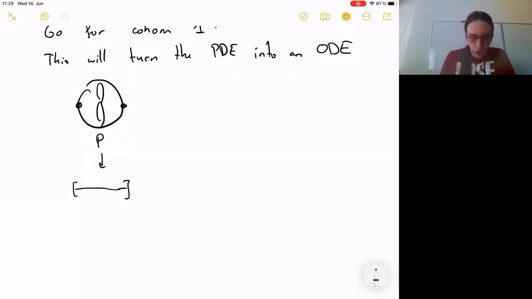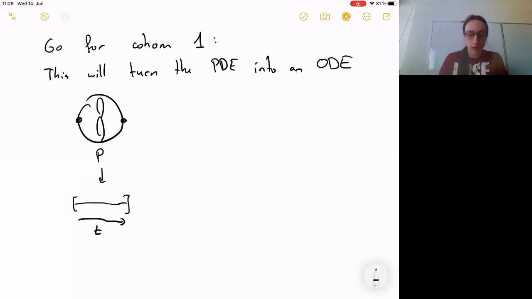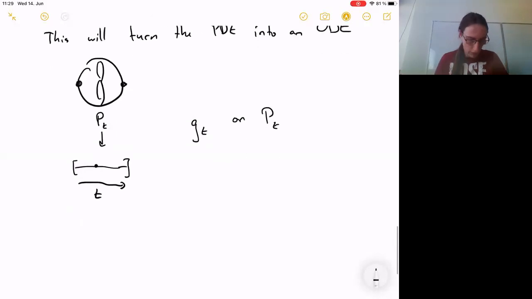And what we can do is pick a t direction on the quotient. Our Einstein PDE will become an ODE for this metric g_t on the principal orbit at time t. Over each time t here, you have some principal orbit. It will carry a metric. This metric will now solve an ODE. Okay, so this ODE is second order.